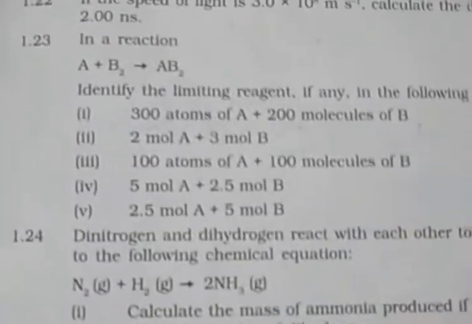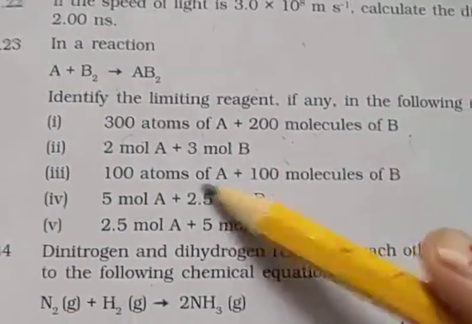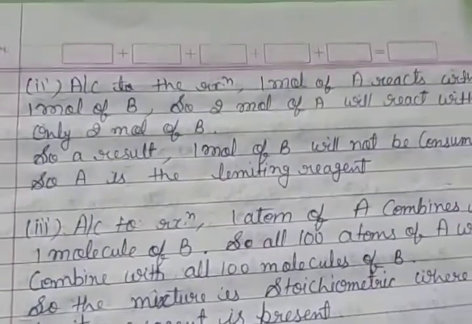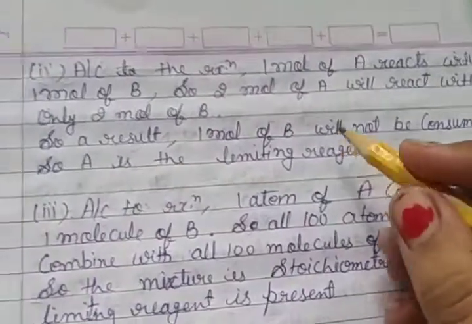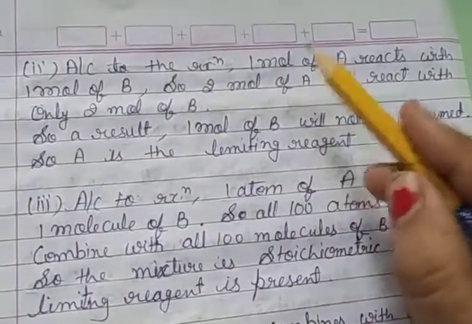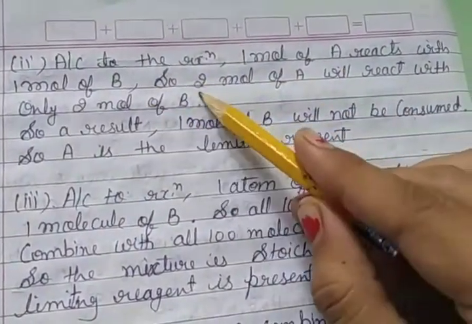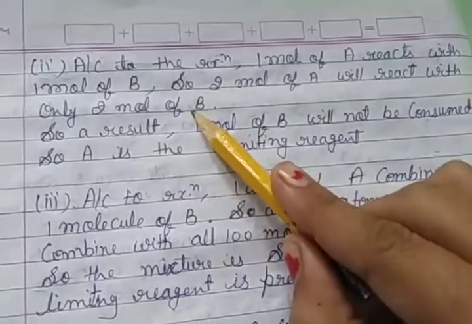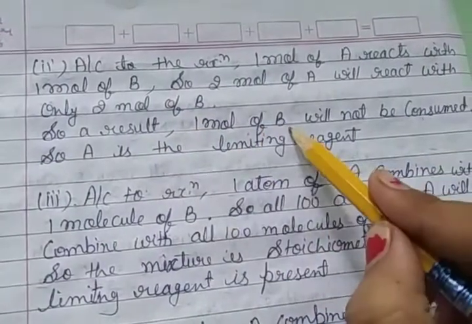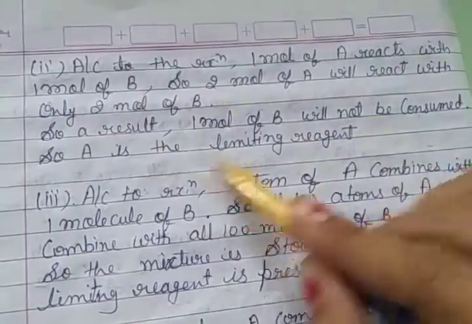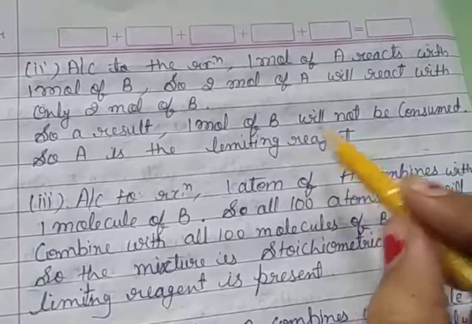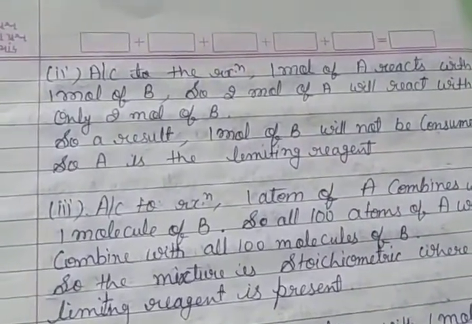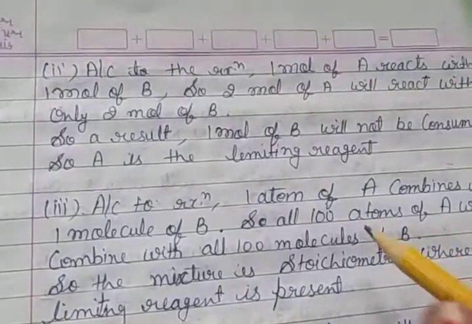Second one is the given question: 2 mole A plus 3 mole B. So according to the same reaction, 1 mole of A reacts with 1 mole of B. So 2 mole of A will react with only 2 mole of B. Okay, but as a result, 1 mole of B will not be consumed. So A is the limiting reagent, because 3 mole B is given, so 1 mole remains unused. So 2 mole A is completely consumed. So A is the limiting reagent.